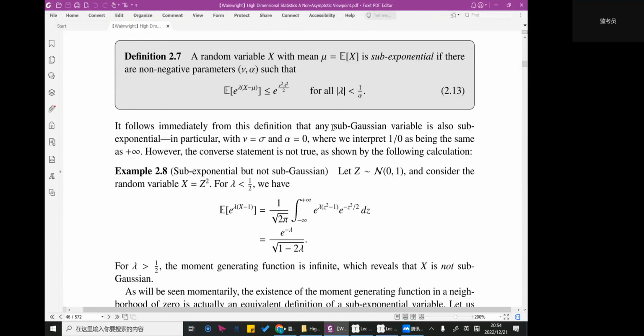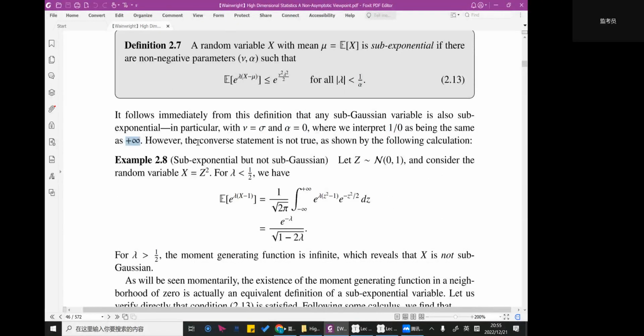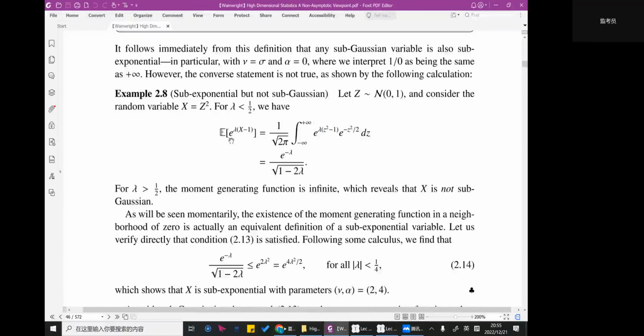Of course, sub-Gaussian is sub-exponential, by choosing mu equal to sigma and alpha equal to 0. We interpret 1 over 0 as infinity, so sub-Gaussian is also sub-exponential. But the converse is not true: if a variable is sub-exponential, we cannot conclude that it's also sub-Gaussian. Here's an example, a chi-squared random variable with degree of freedom equal to 1.